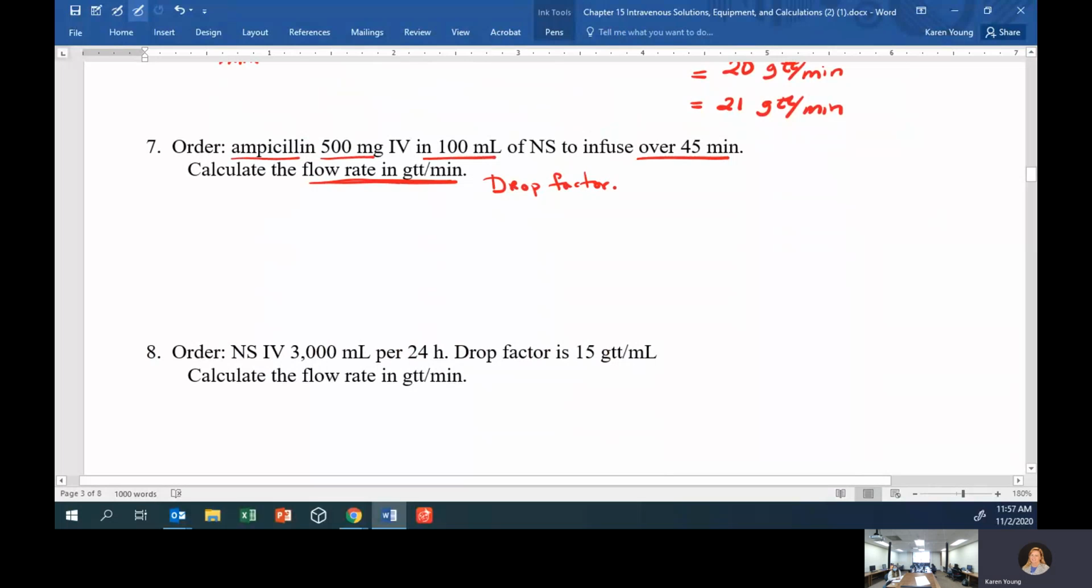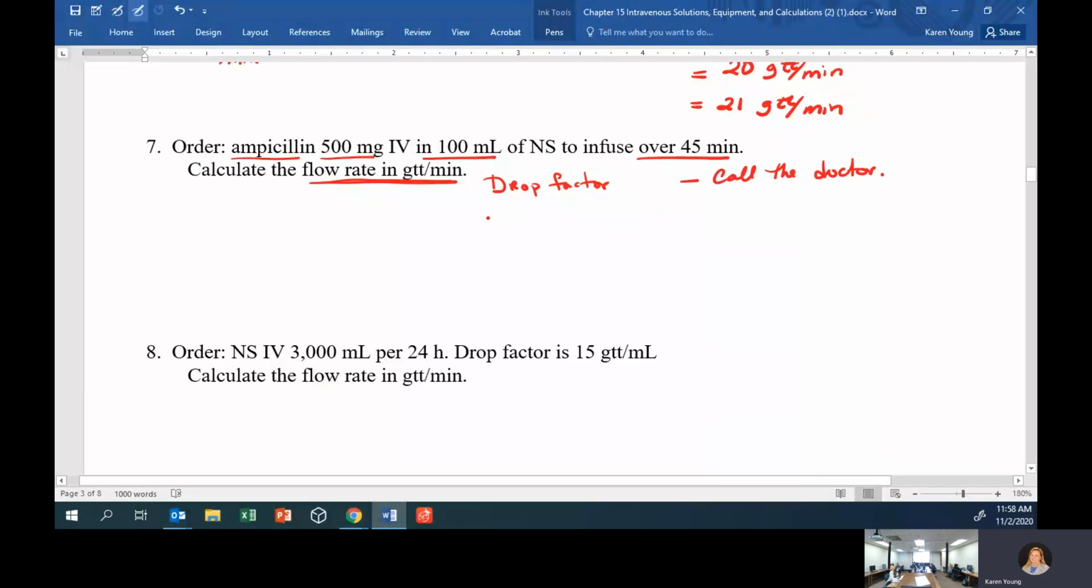So if you're missing something like the drop factor, what are you supposed to do? Do we go ask another nurse? Do we call the pharmacy? Do we call the doctor? If you're missing the drop factor, which is part of the order, okay? So if you're missing part of the order, you would call the doctor. And so you're going to call the doctor for clarification.